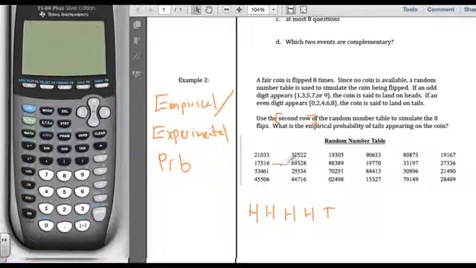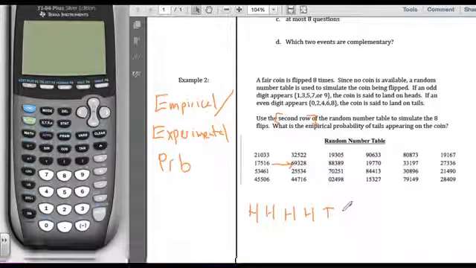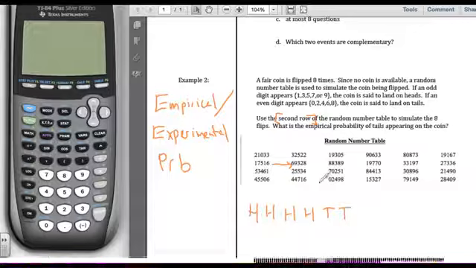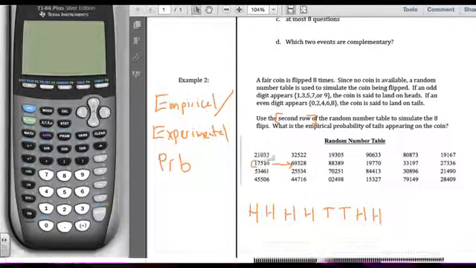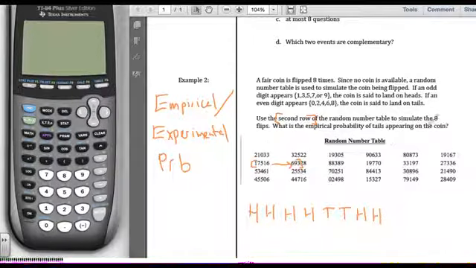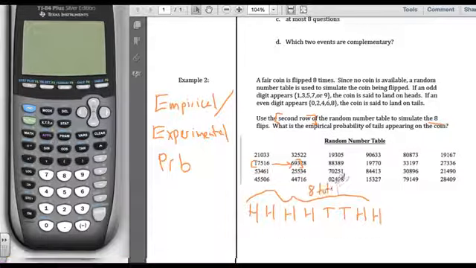Then we just move over to the next set of 5. We've got these gaps here, so it's easy to keep your place. 6, that's even, so it's tails. 9 is odd, so we're back to heads. And 3 is odd, so we're back to heads. And that's where I stop, because I only need 8 flips. I have 8 total here.